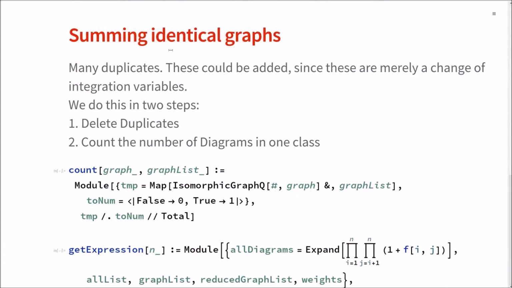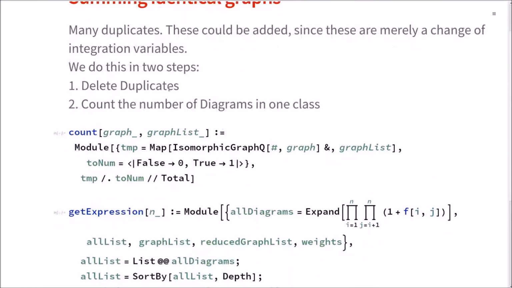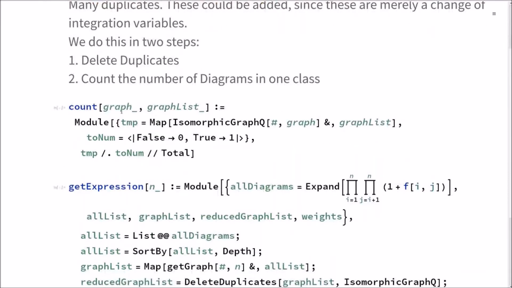So, as indicated already, we want to sum these identical diagrams, and we are doing this in two steps. We delete the duplicated diagrams, and then count the number of diagrams in one class. So we have to define two functions here. One is the count function.